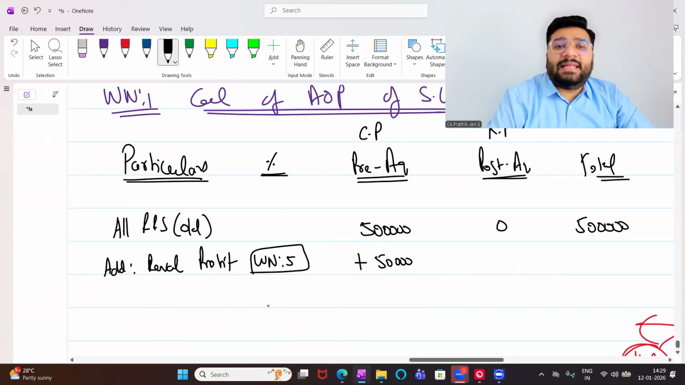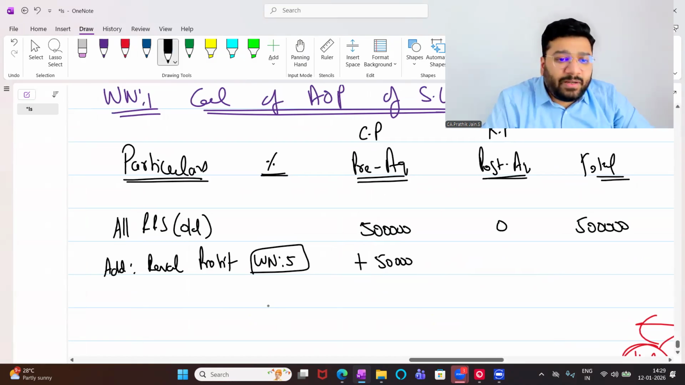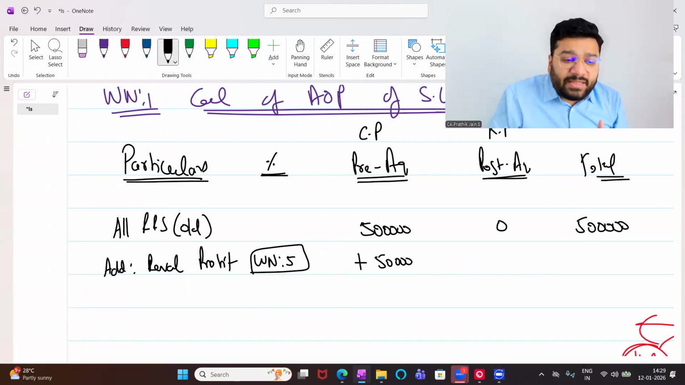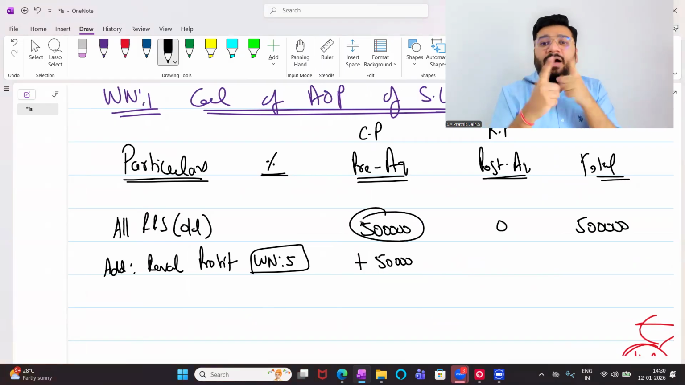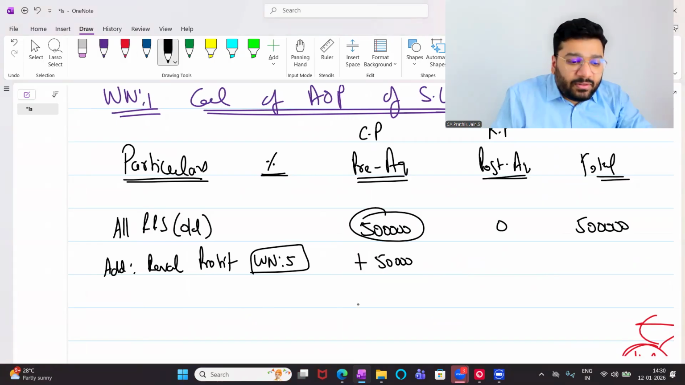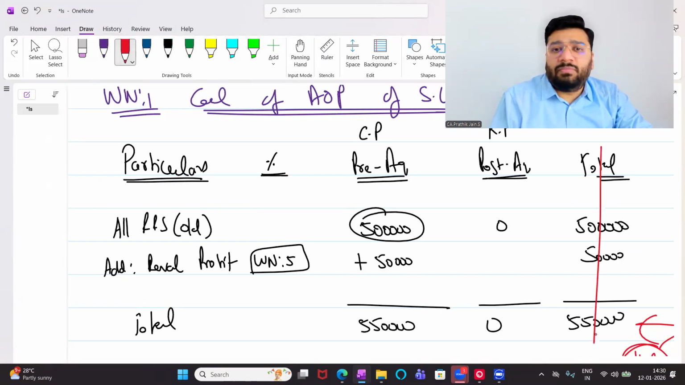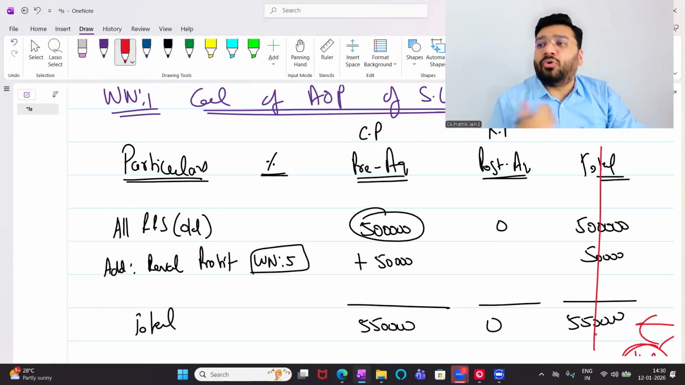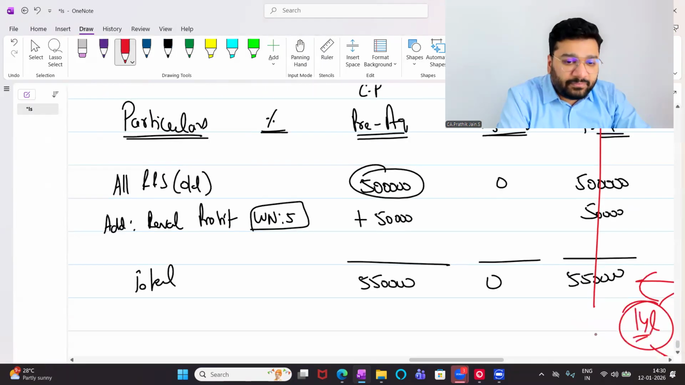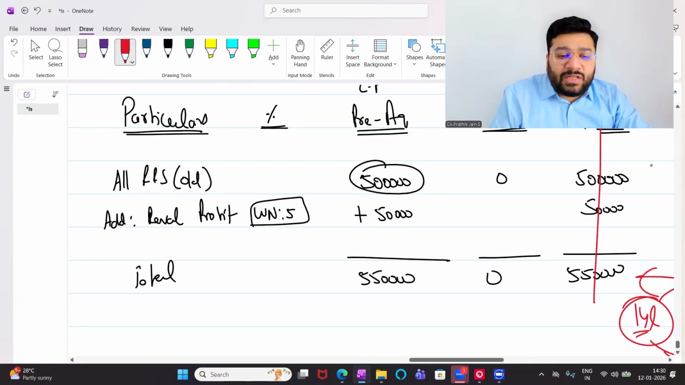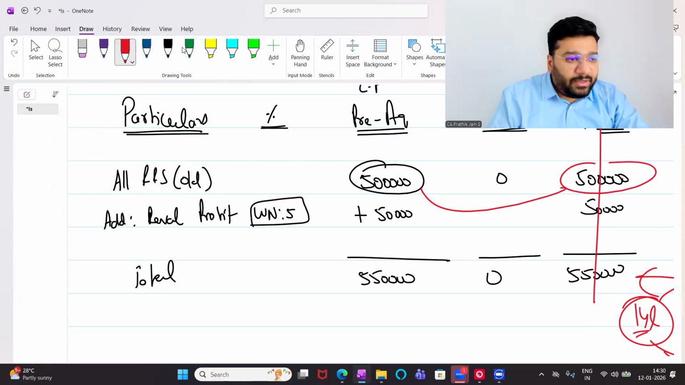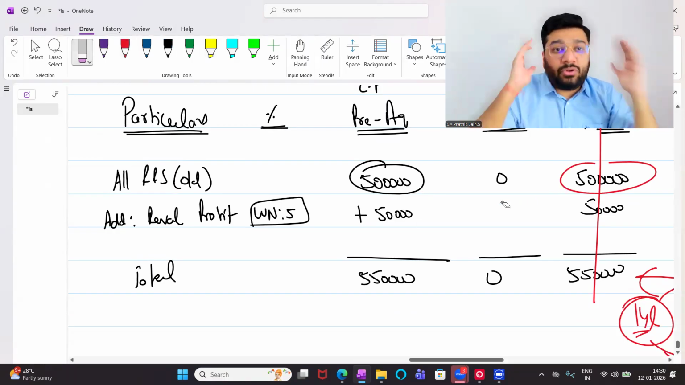Now, is there any time adjustment to be done? No, because the reserves and surplus given, this 5 lakh, and the date of acquisition are both the same. So no need for time adjustment. Now tell me the total. Total is 5,50,000. Post is 0. Is the total column relevant anywhere? No, but we're doing it for formatting purposes. In the exam, if you avoid the total column, I'm okay. But I want to put a concept in your head: the total column matters when you are taking the difference between these two. Otherwise it is not required, but I'm using the format throughout so you don't forget it.